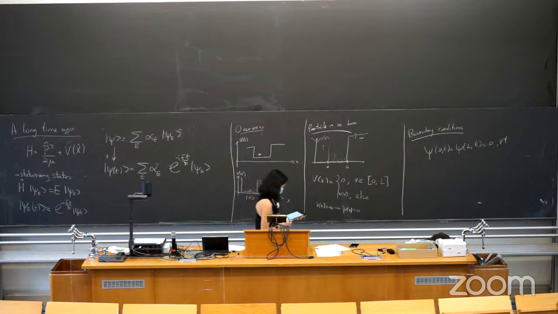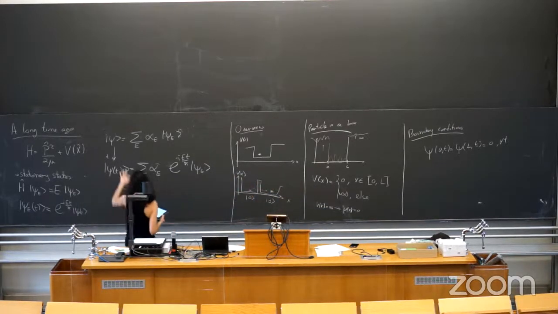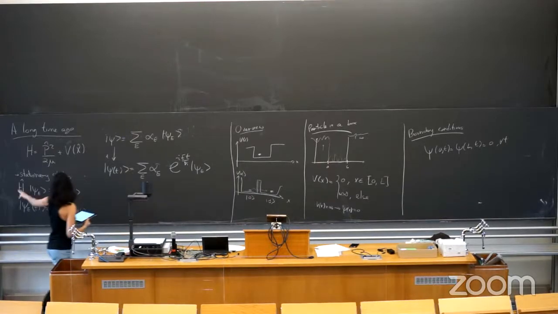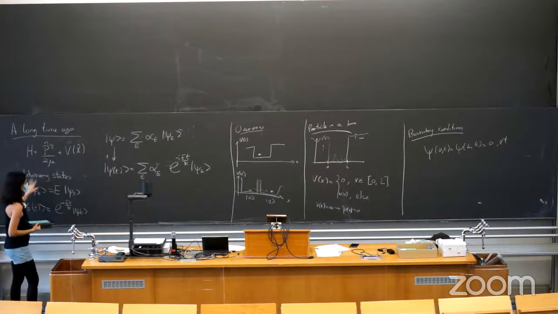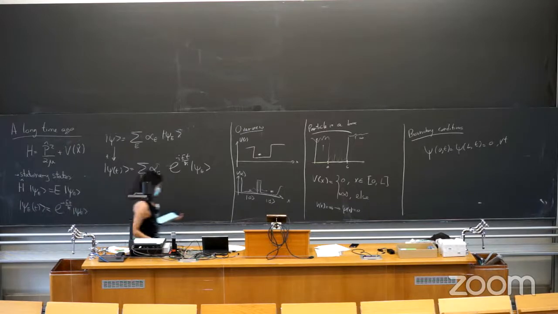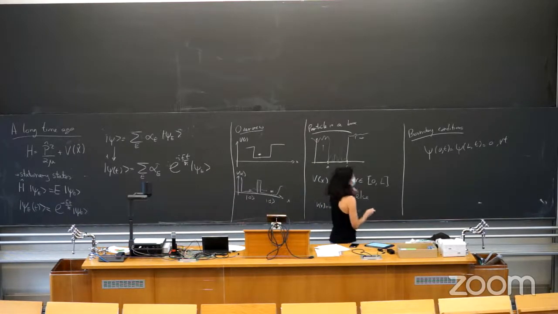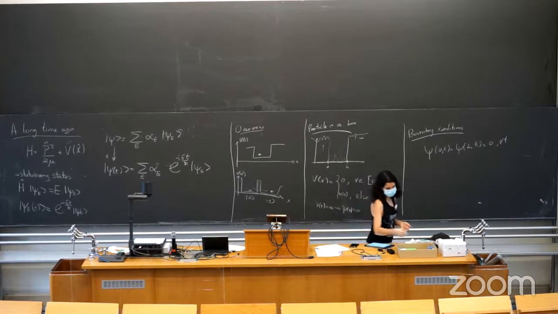Okay, so now what's the first step? We look for the stationary states that are the eigenvalues of this Hamiltonian. And we're going to make an educated guess, right? By which I mean, I'll give you the solution and then we'll see that it does work out.